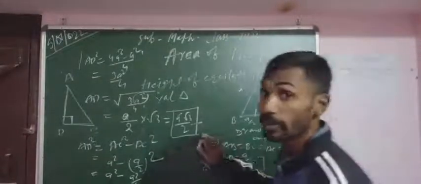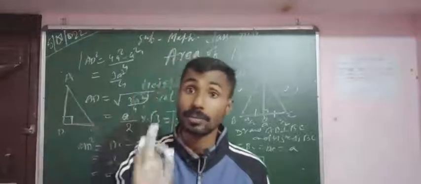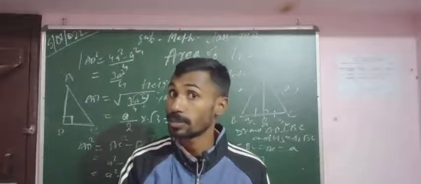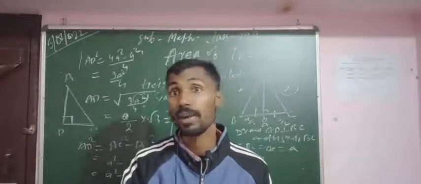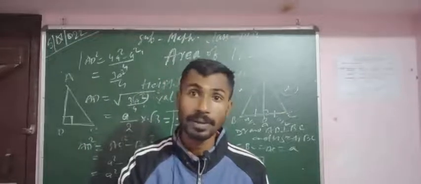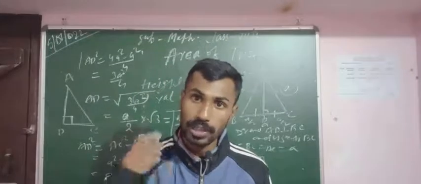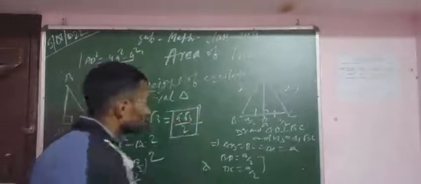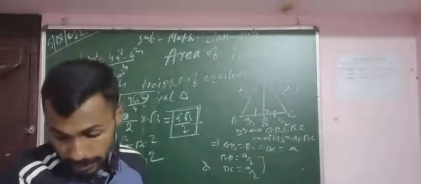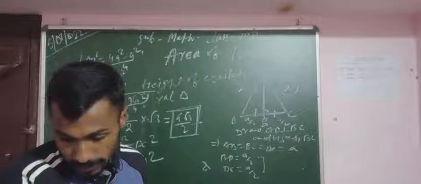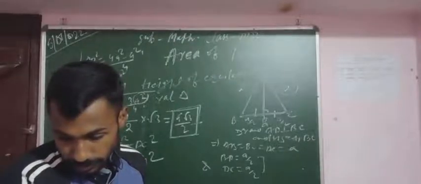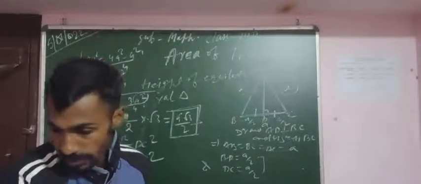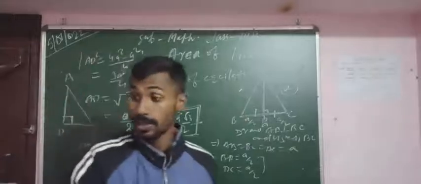It's the height of the equilateral triangle. Suppose in the question the side of the triangle is given and you have to calculate the height of the equilateral triangle, you can use this formula, put in the value and get the answer. Now we'll see more questions.